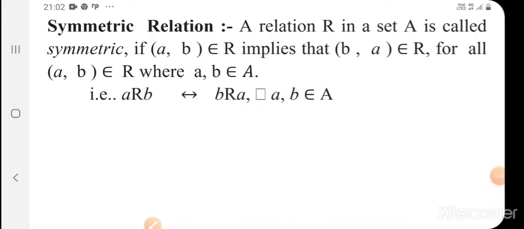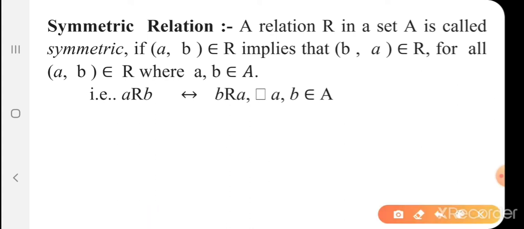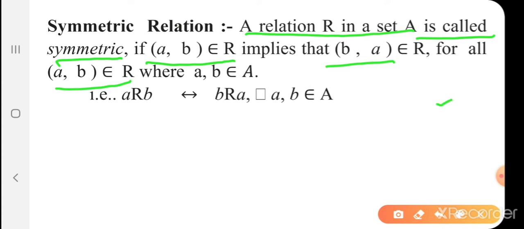Next we discuss the symmetric relation. A relation R in set A is called symmetric if the ordered pair (a,b) belongs to R implies (b,a) belongs to R, for all (a,b) belonging to R. For each ordered pair present in set R, its reverse is also present. Then this type of relation is called the symmetric relation. That is, A is related with B if and only if B is related with A.